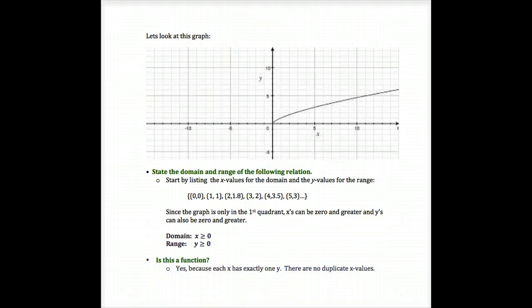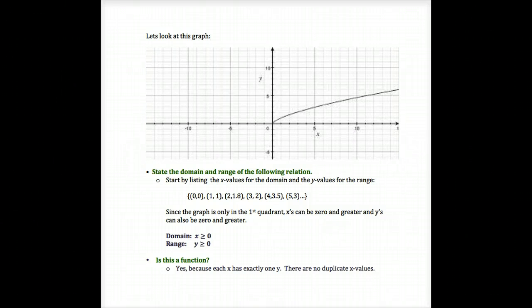All right, let's look at this graph. If I asked you to state the domain and range, what would you say? Well, I would start by listing the x values for the domain. I see (0, 0) on there. I see (1, 1), (1.8-ish, 2), (3, 2), (3.5, 4), and (5, 3). And the list goes on and on and on in the positive direction.